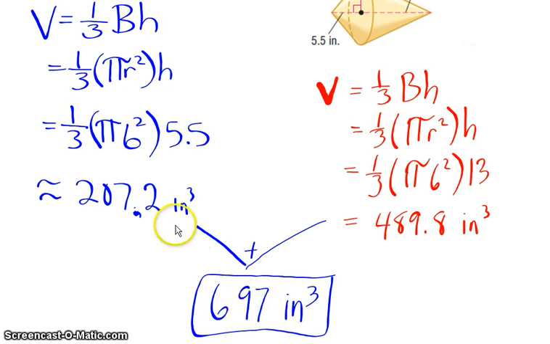Okay, you might have a decimal. It could be close depending on how you used pi, if you used the pi button or used 3.14. But you should get an answer somewhere around there.